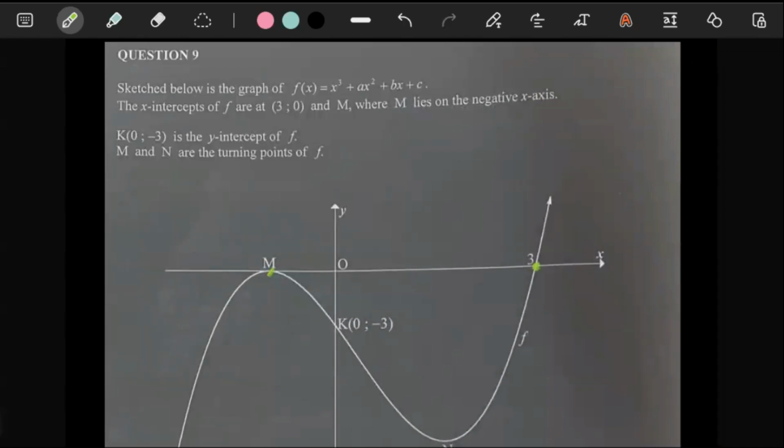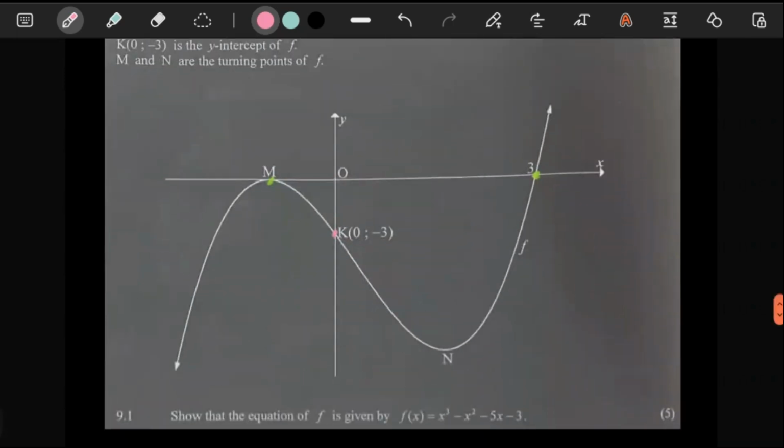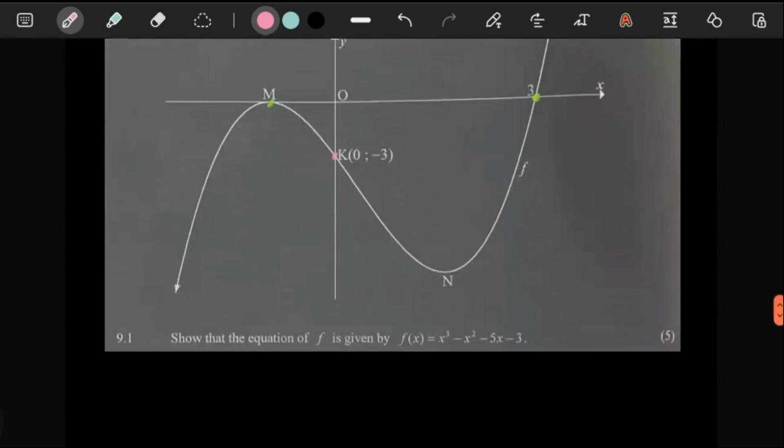Interesting. Then he says k is the y-intercept of f. Where's k? There is k. And then it says n and m are the turning points of f. Okay, that's very nice. So with all this being said, they said we should show that the equation of f can be given by this, for 5 marks.